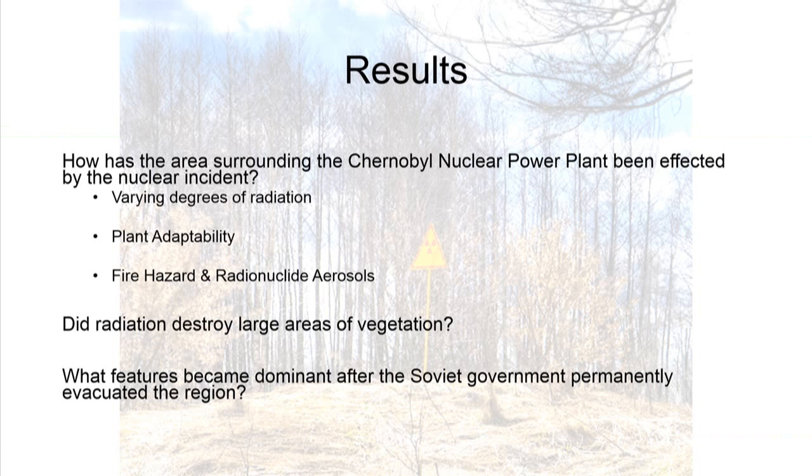So the results: how has the area surrounding the Chernobyl nuclear power plant been affected by the nuclear incident? There were varying degrees of radiation in this area. In some areas, like the red forest, were destroyed because they received such high levels of radiation, but you saw that evergreen and deciduous areas remained fairly constant.